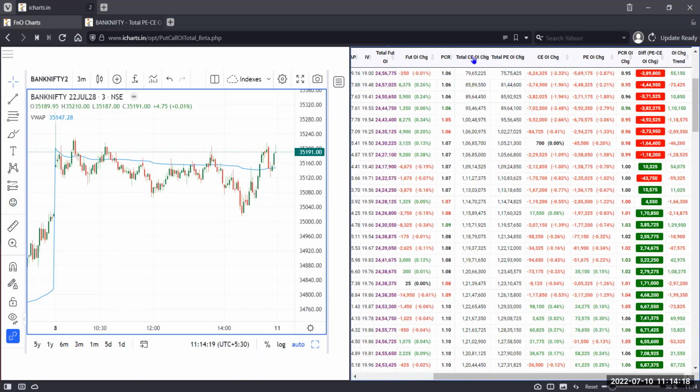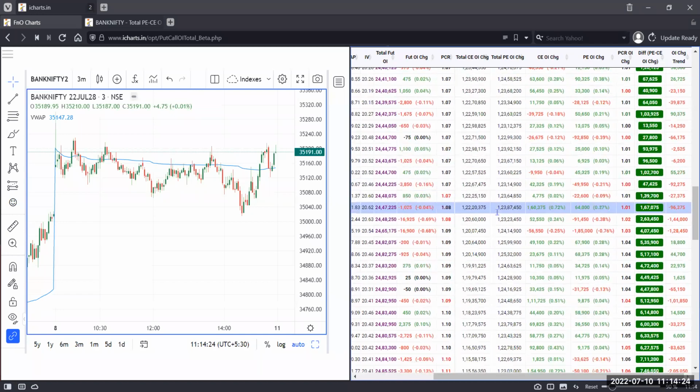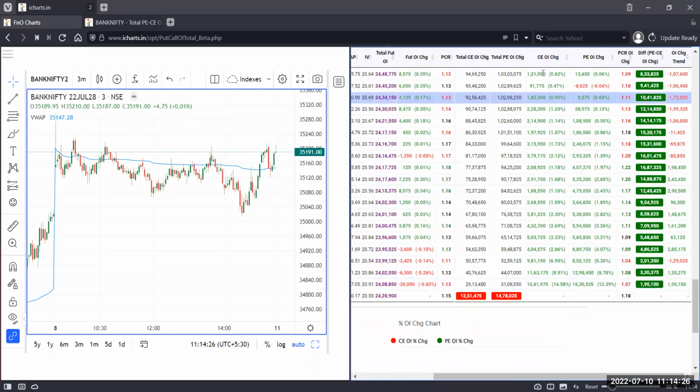Now basically, these are total CEOI change, total PEOI change for the day. And then these columns, CEOI change, PEOI change, are for this particular time slot, this particular 3 minutes. These OI changes are for the whole day. So basically, the difference between these two time slots is going to be this. The difference between these two is going to be this. It's just that. So this is 3 minutes, or based on whatever time interval you have selected, these OI changes are for that particular time slot.